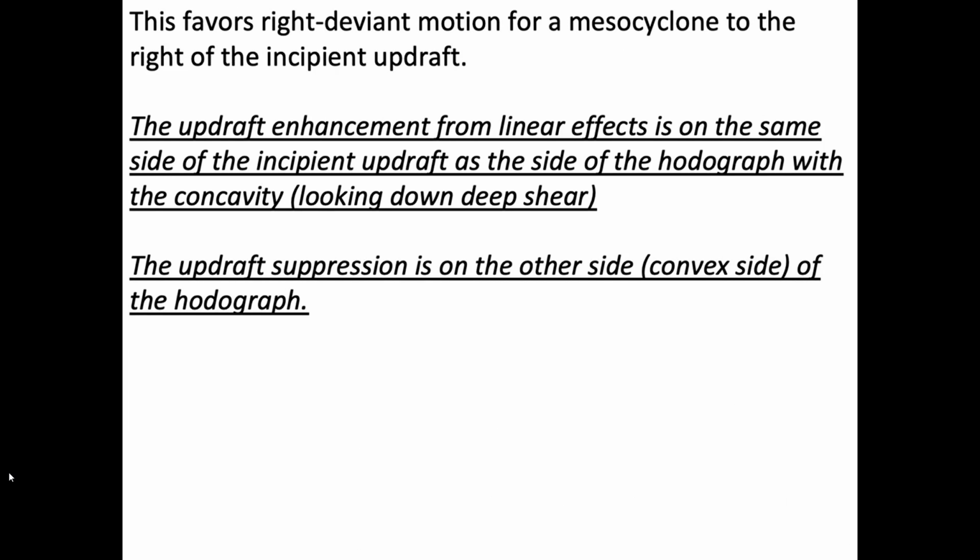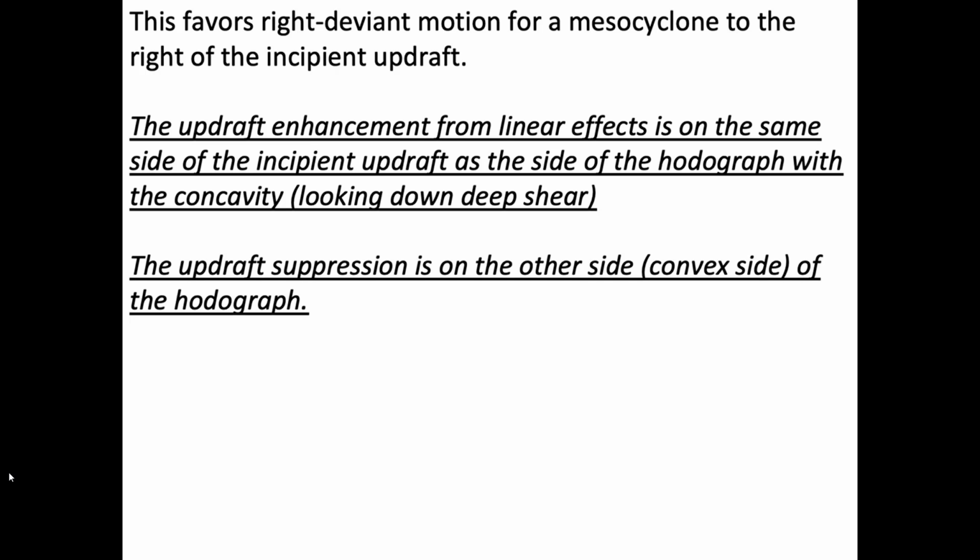So in summary, for this particular case, the cell that will be dominant from experiencing the linear enhancement to the updraft from the linear perturbation pressure gradient force is going to be the one to the right of the deep shear vector, one to the right of that consistent westerly shear profile, resulting from the reversal of the meridional shear from the low levels to the high levels. In this case, we would have right deviant motion for the mesocyclone, and that's to the right of the incipient updraft relative to the deep shear vector.